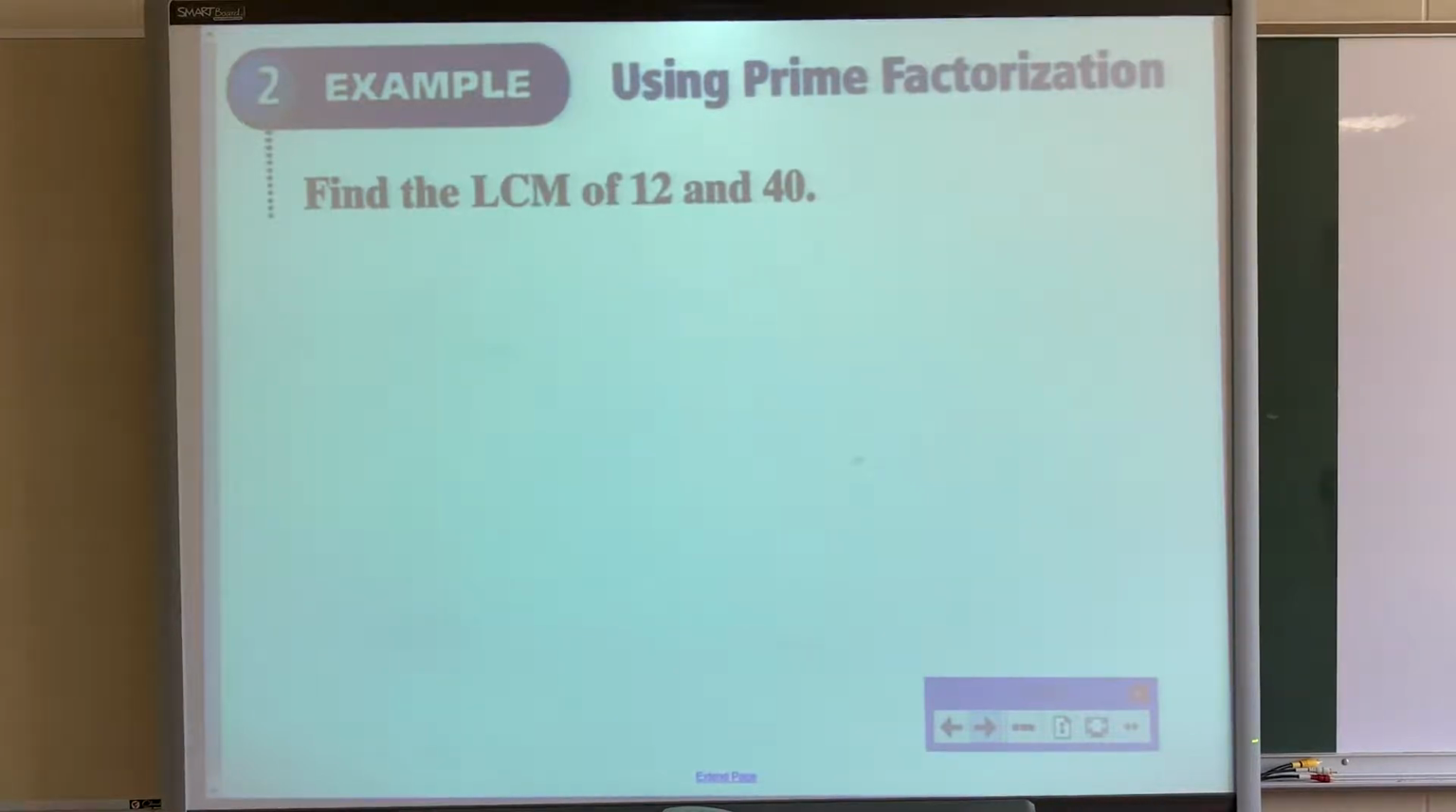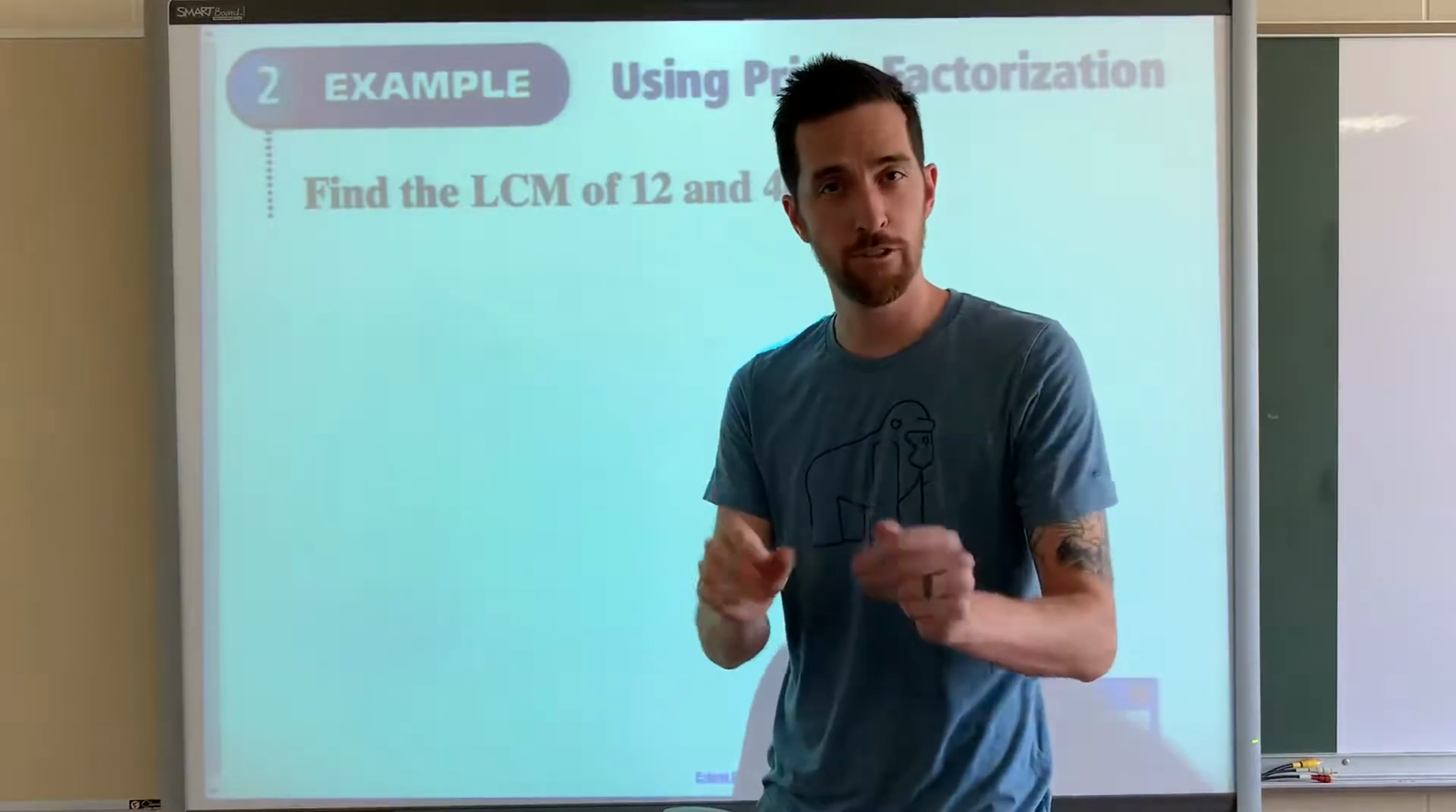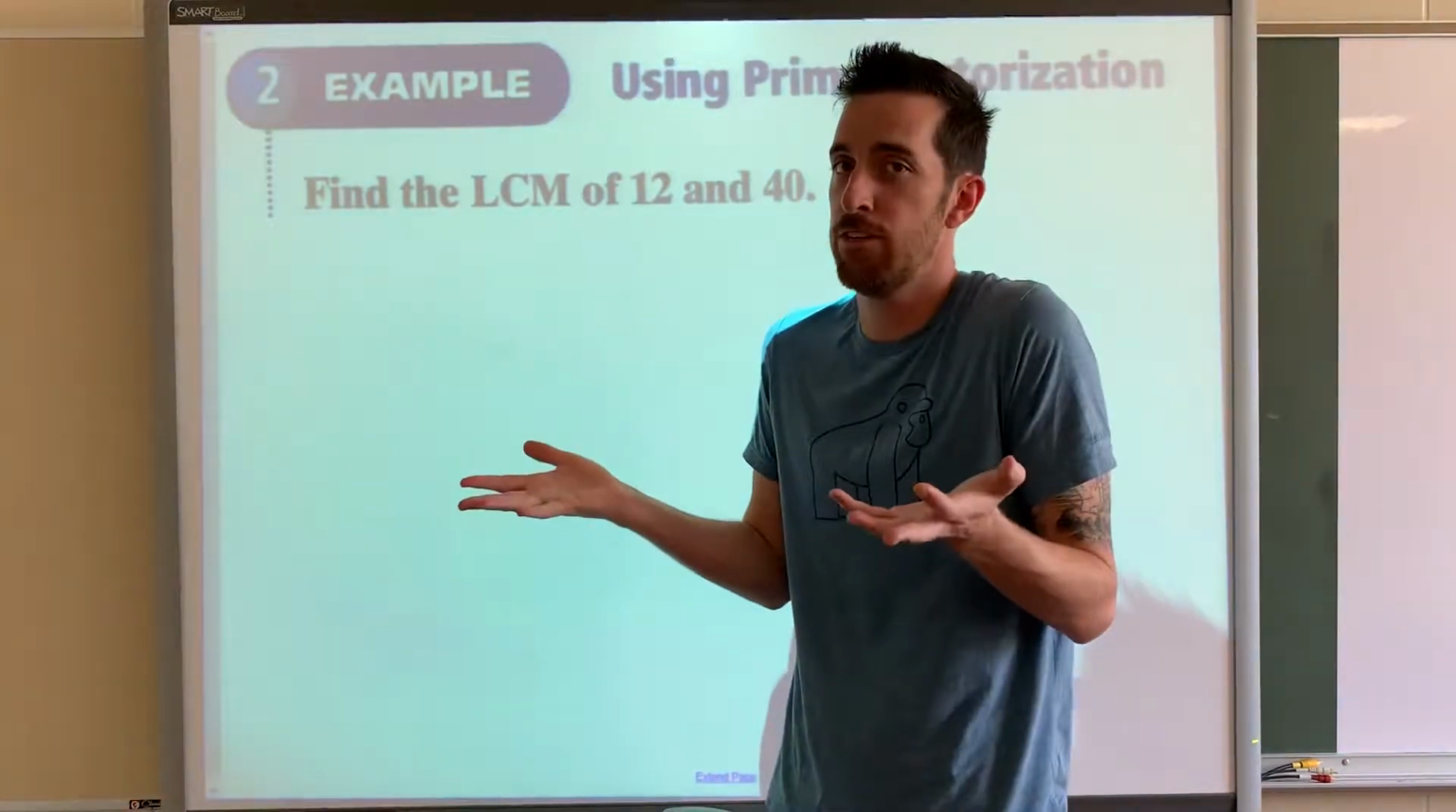Find the least common multiple of 12 and 40. They're going to say using prime factorization. I'll show you two ways that you can do this. Choose whichever way you like.